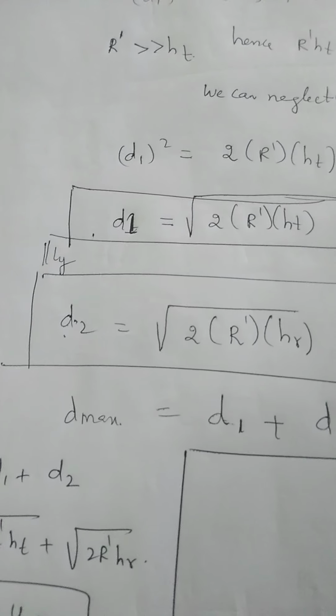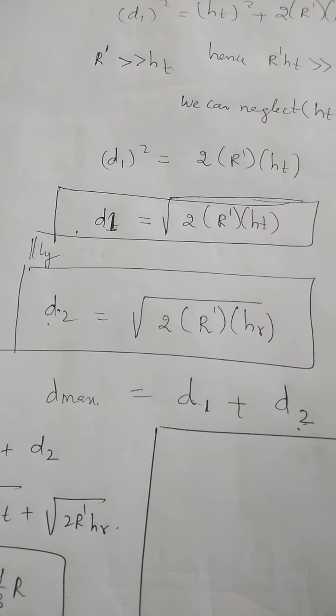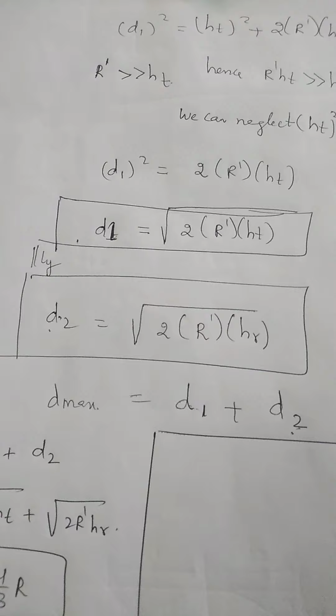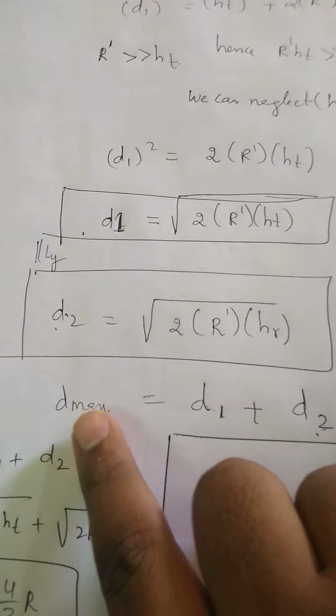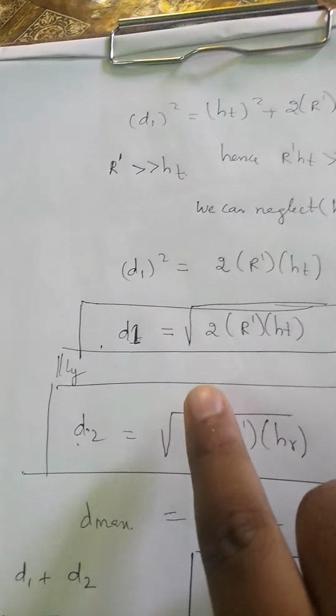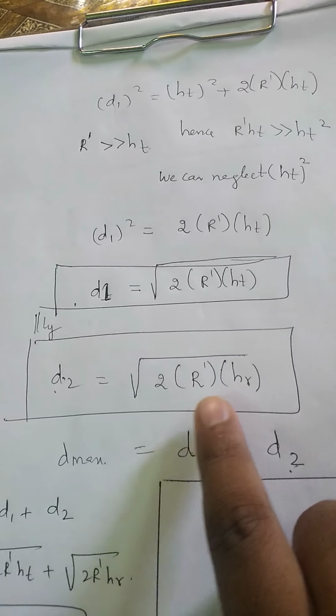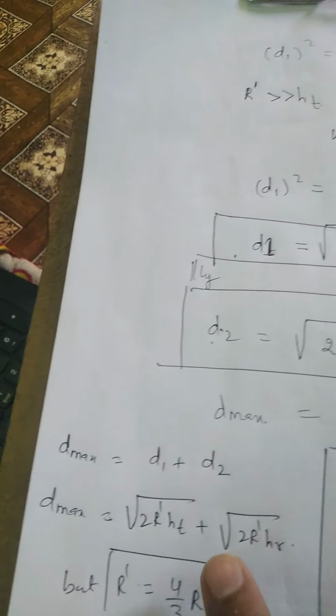So we want to find out the maximum d max value, that is the maximum distance between the transmitter and receiver. That can be written as d max is equal to d1 plus d2. What is d1? We got root of 2 r dash ht, and d2 we got root of 2 r dash hr. So both the values we have, we can substitute.